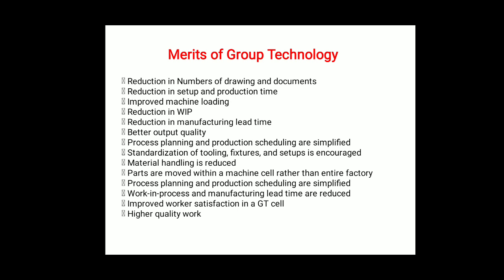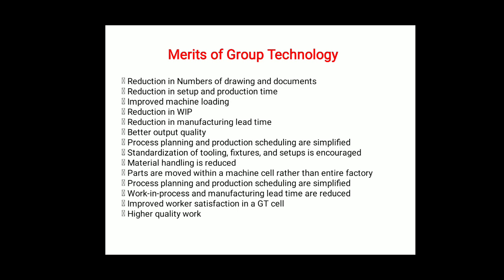Because of separating into groups we get more production time. We are reducing the manufacturing lead time, and we will get better output quality of the product. Process planning and production scheduling are simplified. Standardization of tooling and fixture setups is encouraged. Material handling is reduced, because segregating similar types of parts leads to reduced material handling.